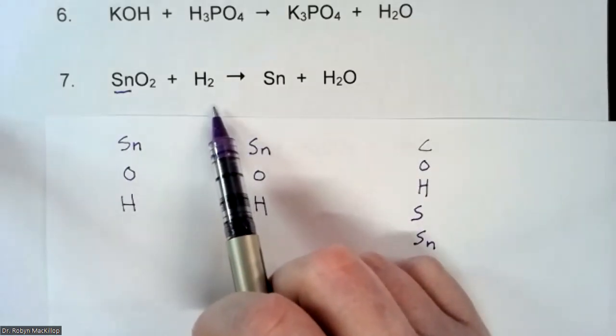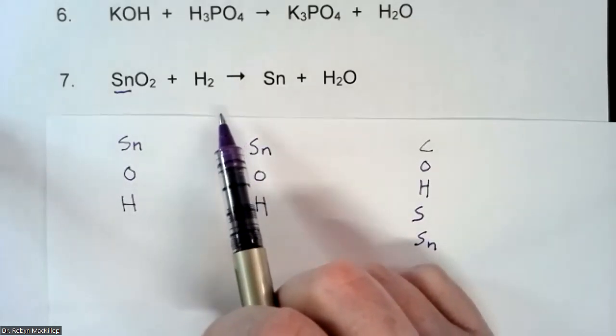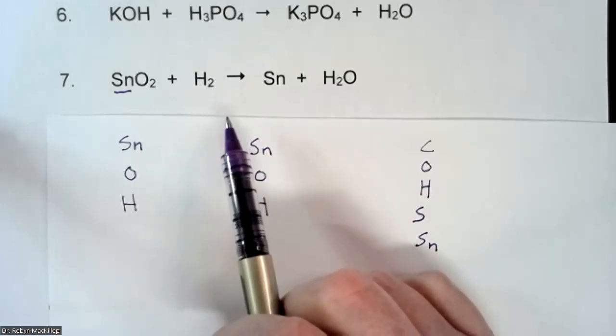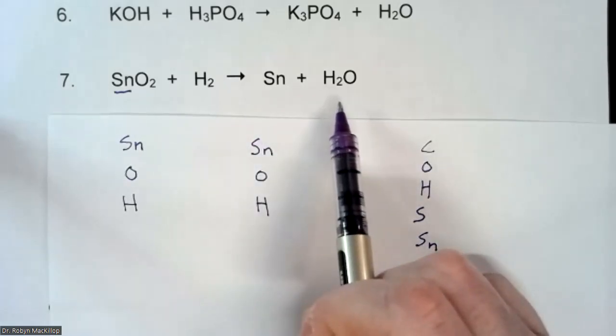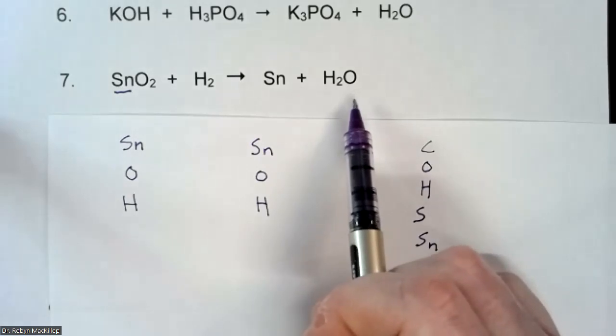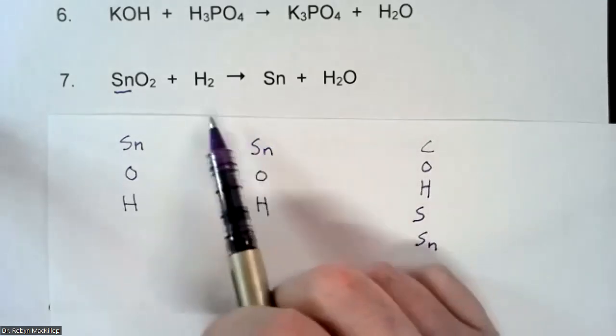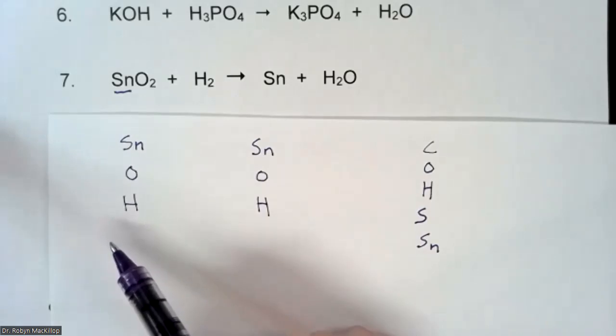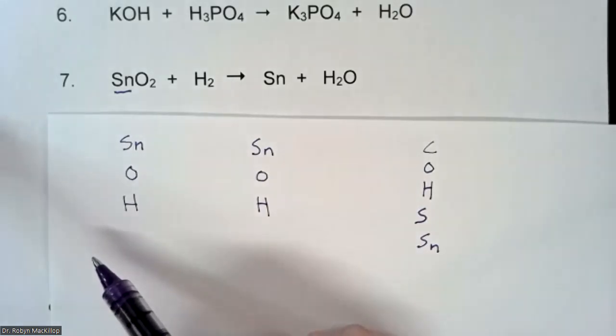H2 is one element. It's 2 atoms of hydrogen. When you add 2 atoms of hydrogen to oxygen, you get water. So that's all these different things are. They're depicting a slightly different substance.